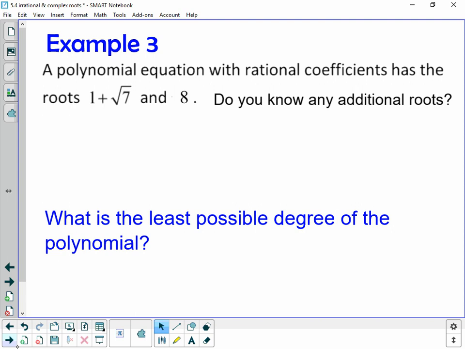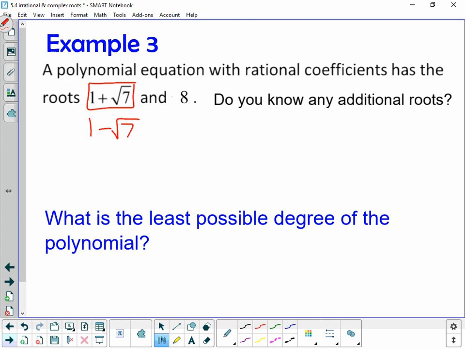Okay, polynomial equation with rational coefficients has roots 1 plus the square root of 7 and 8. Do you know any additional roots? Well, we know that if it has an irrational root, it will come in a pair. So we know 1 minus the square root of 7. However, integer roots like 8 don't have a partner.